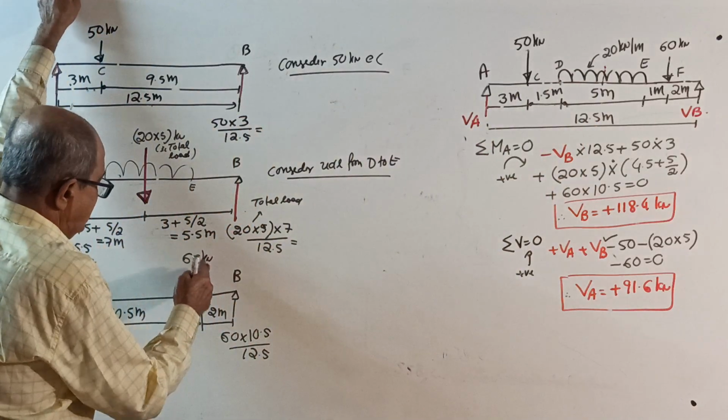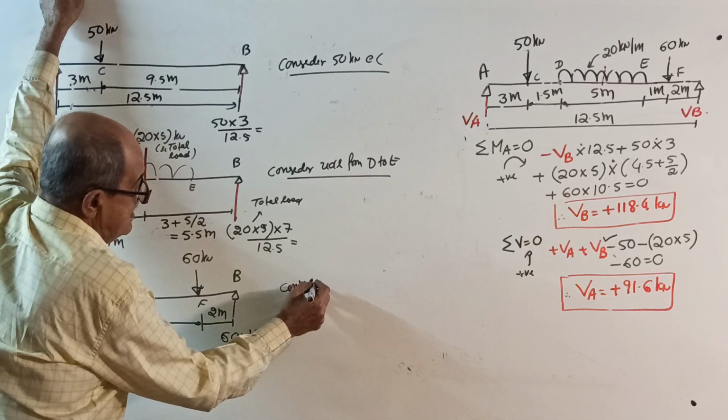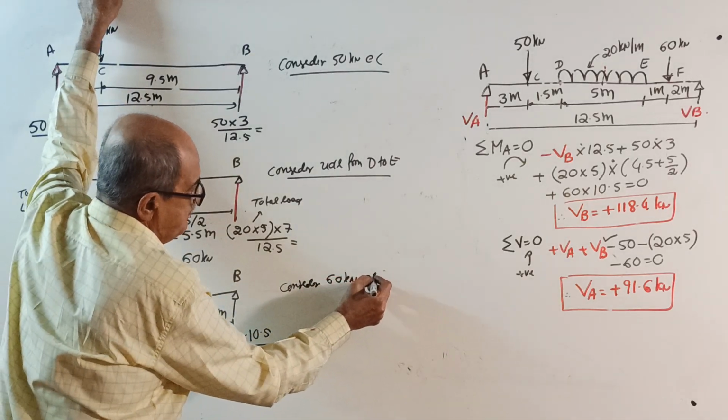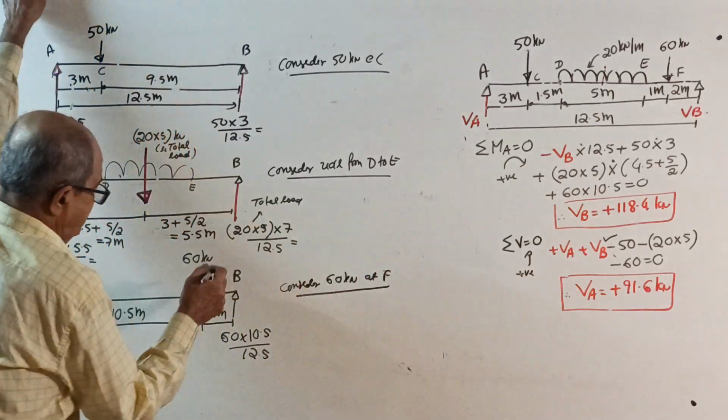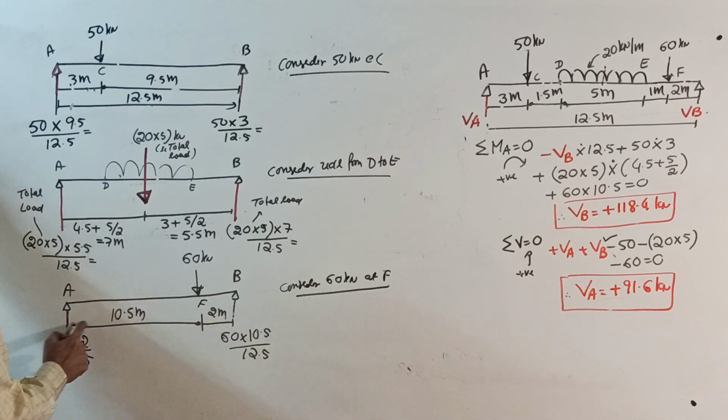See here, at which point? I will write here now. Consider which load? 60 kilonewton at F. From there it is 2 meter, so out of total 12.5, this is 10.5 meter.